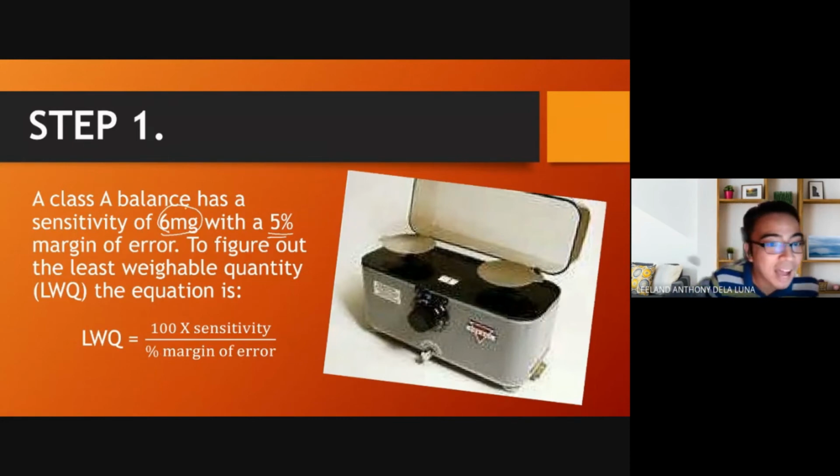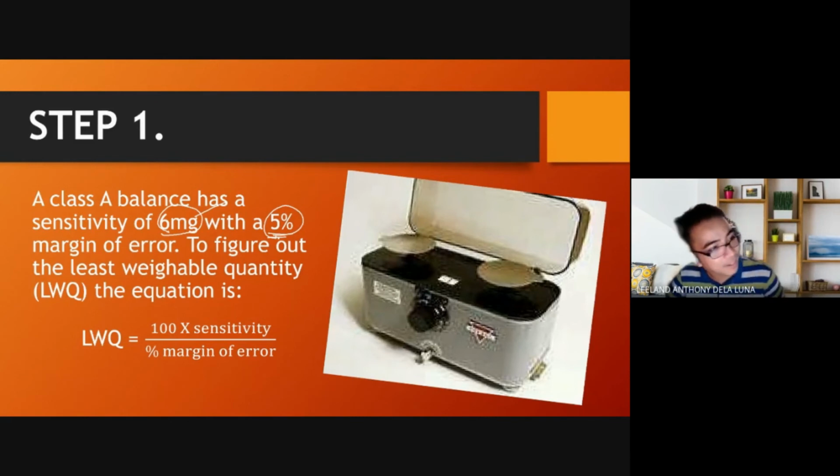Now, class, ang values na 6 milligram at saka 5% na margin of error is almost universal to all balances. Okay? Almost universal to all balances na meron tayo sa butikan natin. Okay? Which is a class A balance. Class A, kasi magandang klaseng balance na yun.